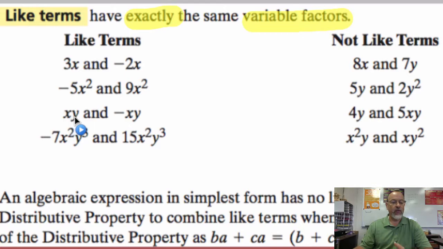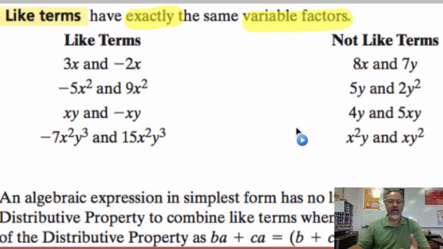Here you have x and y as variable factors. And notice here you have an x and a y as variable factors. The variable factors are exactly the same. Here you have an x squared, and here you have an x squared. Here you have a y cubed, and here you have a y cubed. So again, all of the variable factors are exactly the same.